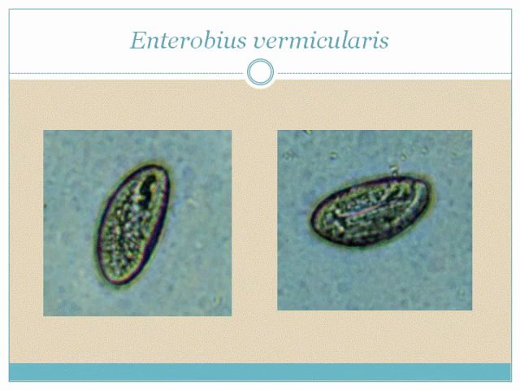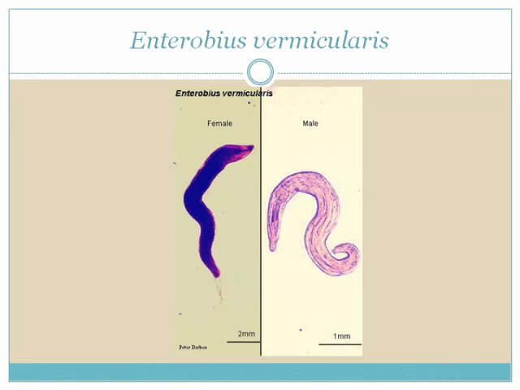Here we have the eggs of Enterobius vermicularis. These eggs are also kind of a football shape. They're flattened on one side with a C-shaped embryo within. Here we have the adult male and female worms. They are long, pointed, pin-like. That's why they're called pinworm.